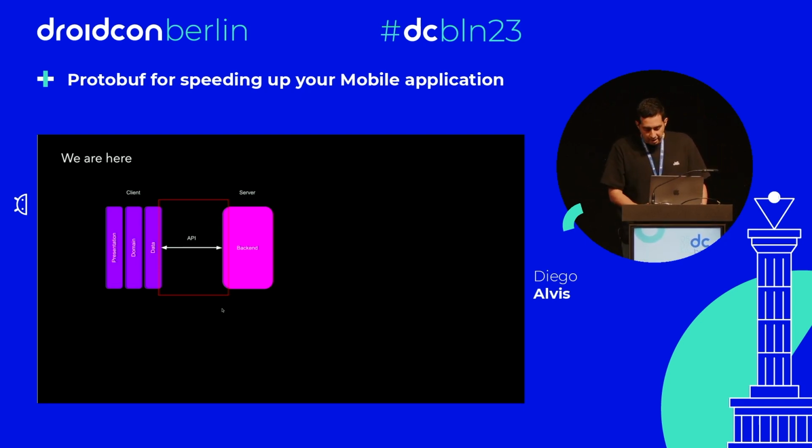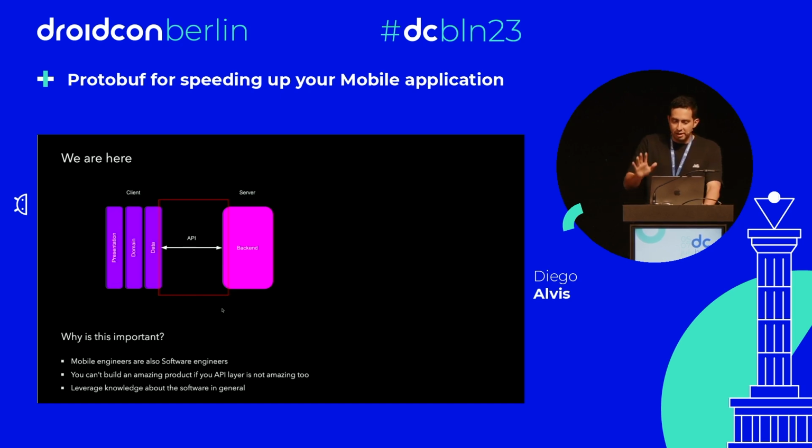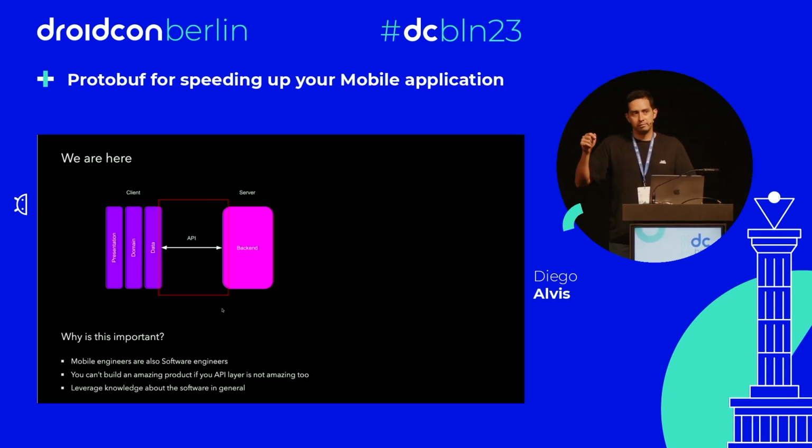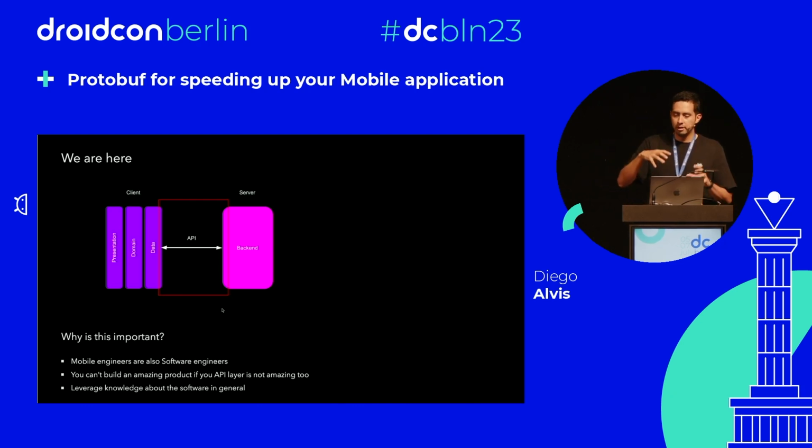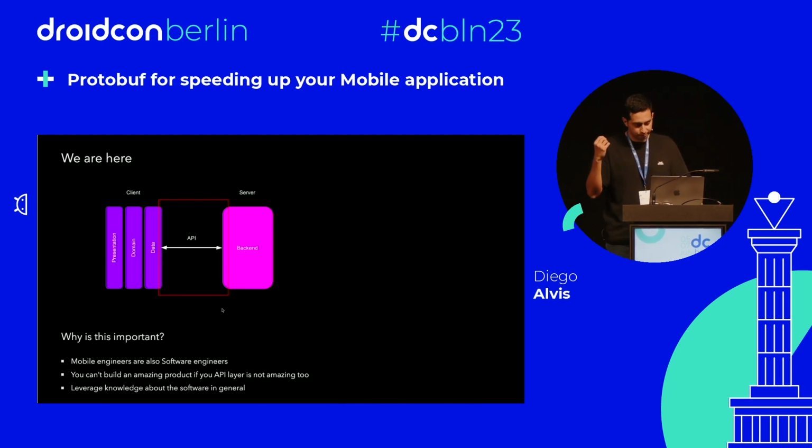So I'm going to give you my personal reasons why it's relevant that you come to this talk and we talk about this part of the system, right? So the first one is that we are mobile. What I mean by this is that we need to also play a more active role in defining things that are directly or indirectly affected by us, right? For example, the API communication in this case, right?